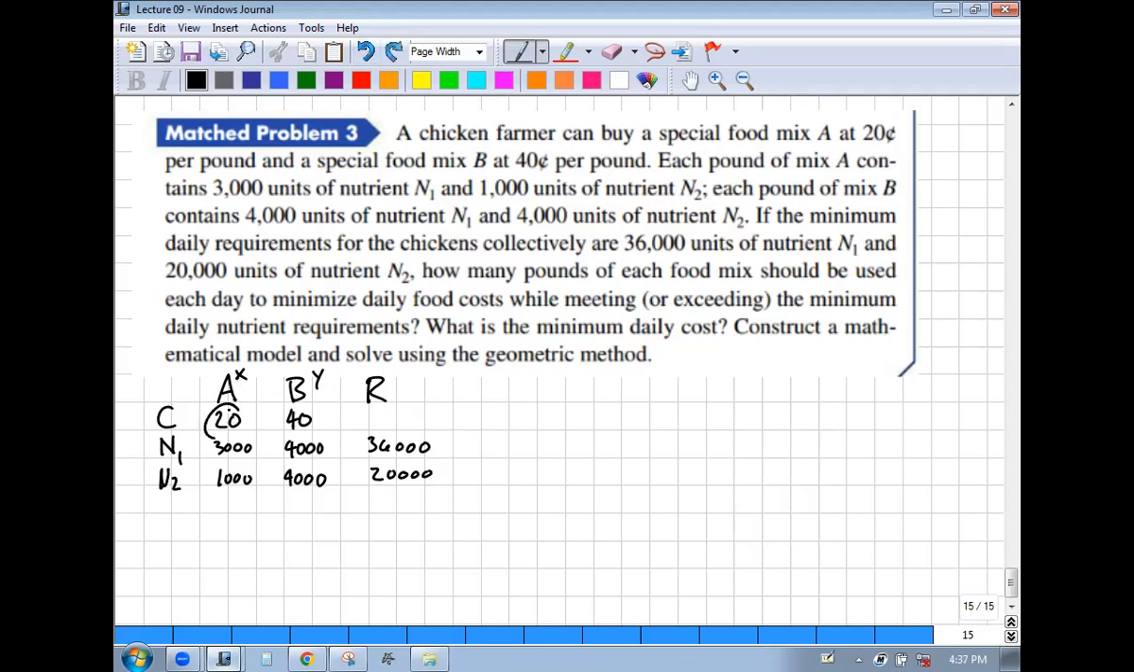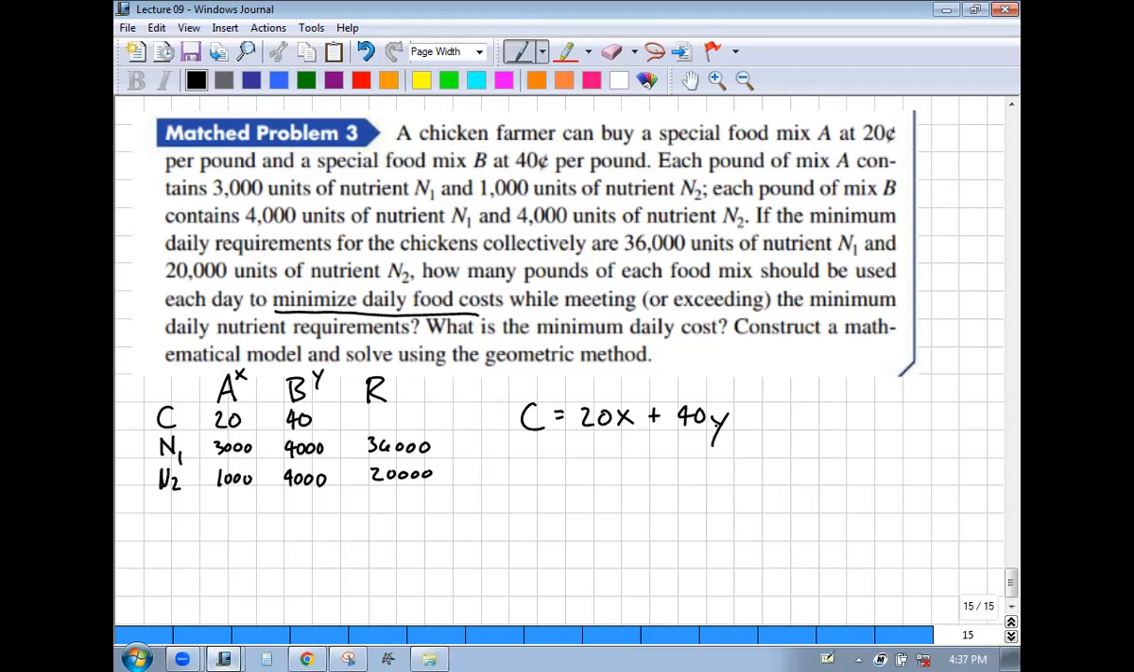This is 20 cents per pound. This is 3,000 units of that per pound. So everything here is per pound. We want to minimize the cost. So here's our cost function. Well, our cost function is 20 cents times pounds of A plus 40 cents times pounds of B. But wait, our A, we called it X, and our B, we called it Y.